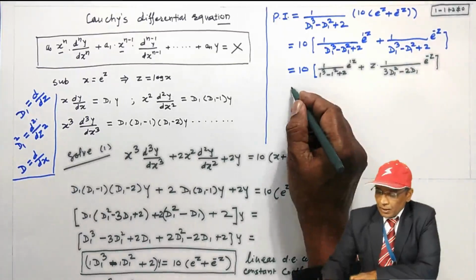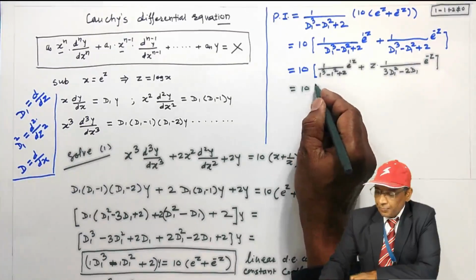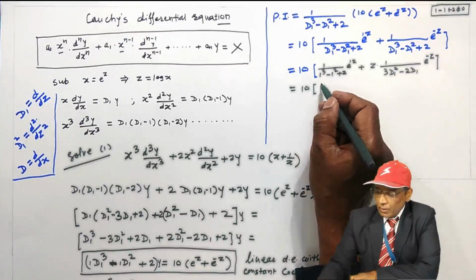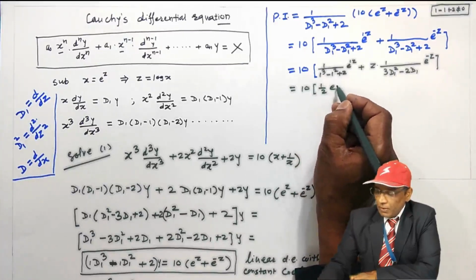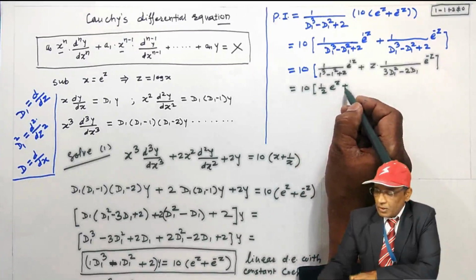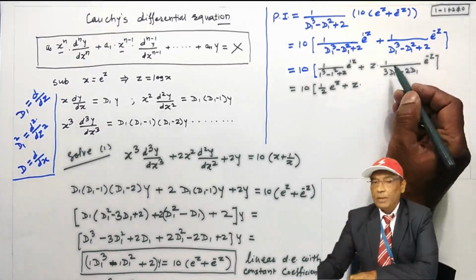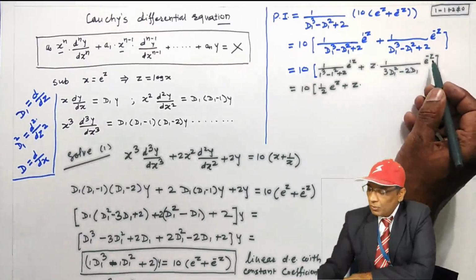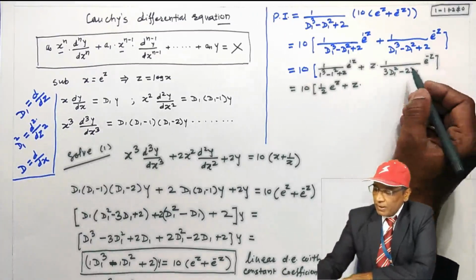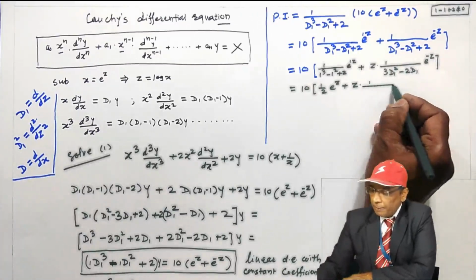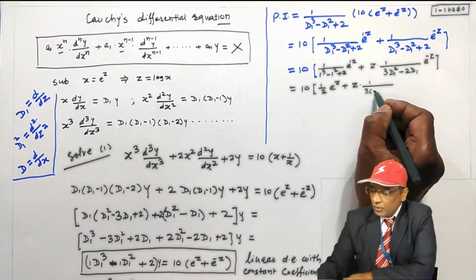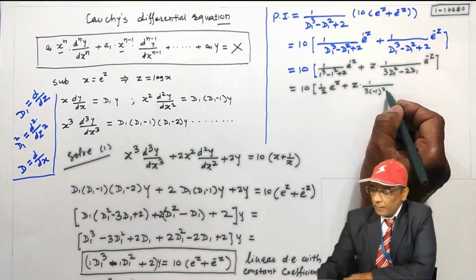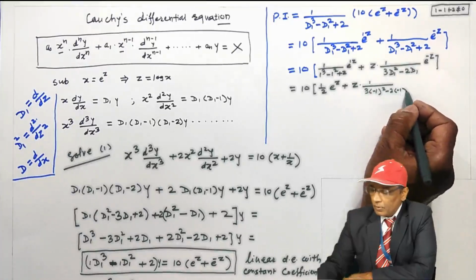Okay, 10 as it is. This is 1 by 2 e power z. Z is outside, and operate the operator now. Put D1 equal to minus 1. If you put D1 equal to minus 1, what will you get?